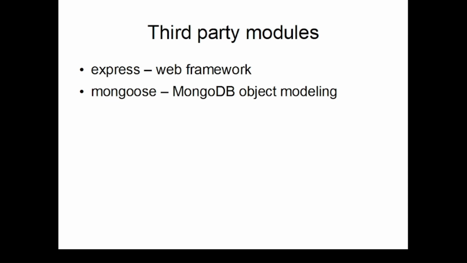The first one is the Express web framework. This helps you to build web applications and APIs easily by simplifying routing and request handling. And you also have another external module, that is Mongoose. This is an ODM, or object data modeling library, for MongoDB and Node.js. This helps you to interact with MongoDB using schemas and models.